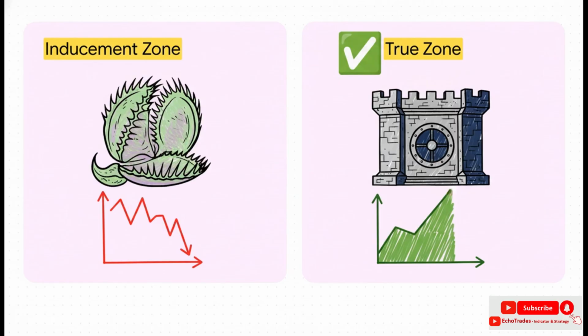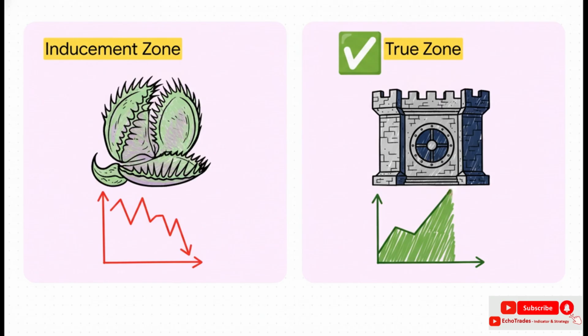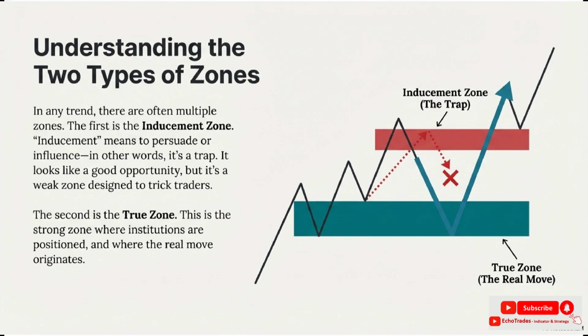Okay, so let's get our terms straight. First up, the inducement zone. The word inducement literally means to persuade someone to do something, and that's exactly what this zone is designed to do. It's a trap. It's meant to look like a fantastic opportunity to get you to jump in. Then we have the true zone. This is the real deal. This is the strong, valid area where the big institutional orders are actually sitting, and it's where the next major move is going to kick off from.